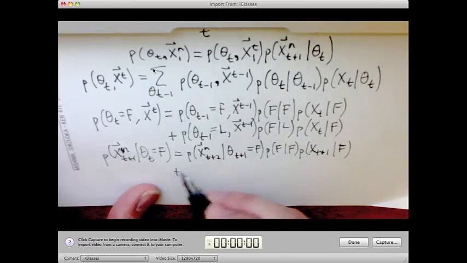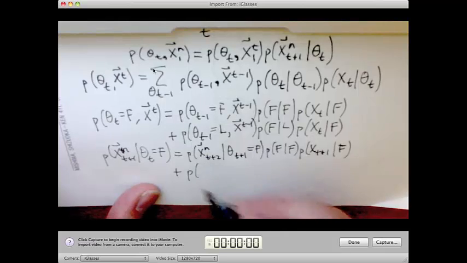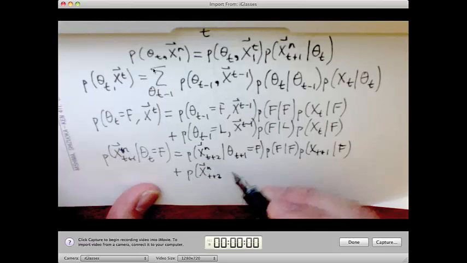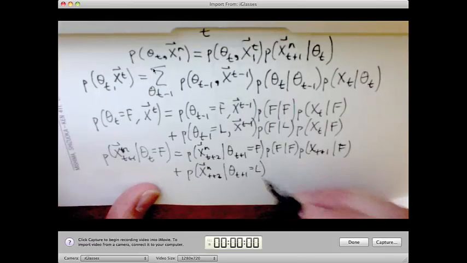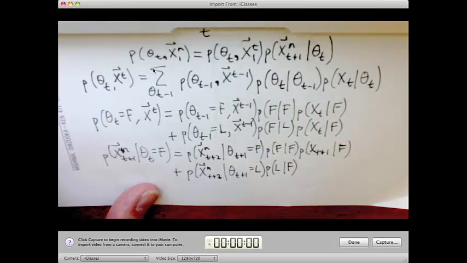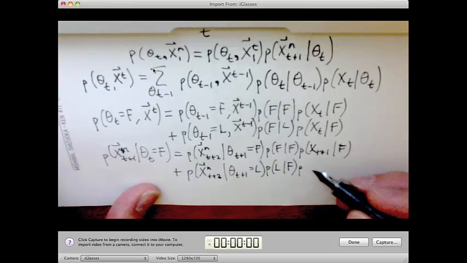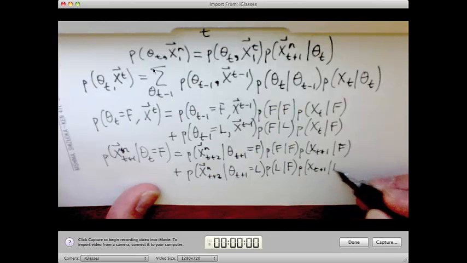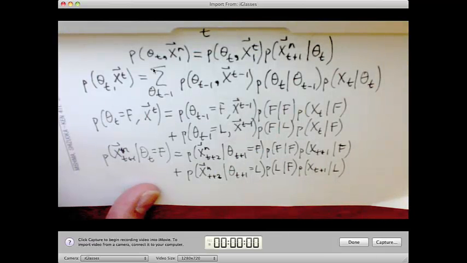And then now I'm going to sum, so now I have to have theta t plus 1 to be in the loaded state. I have the transition to loaded from fair, since I'm conditioning upon theta t to be fair. And now my observation at time t plus 1, but now from the loaded state. Okay? Does all that make sense? Any questions?